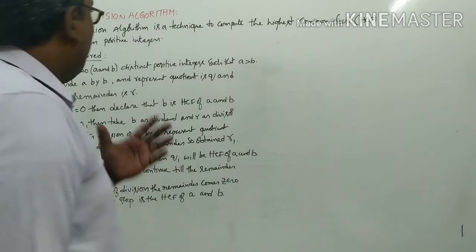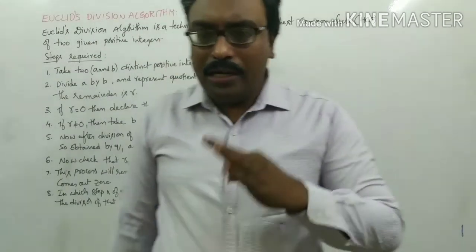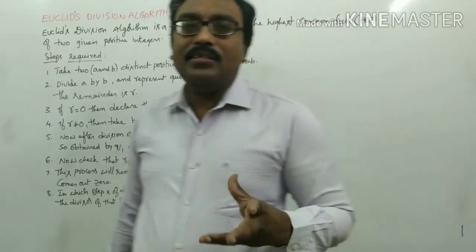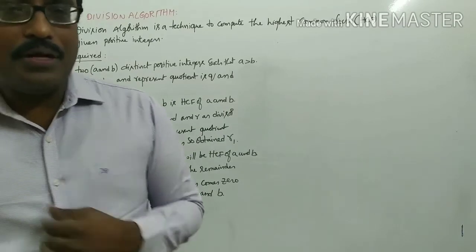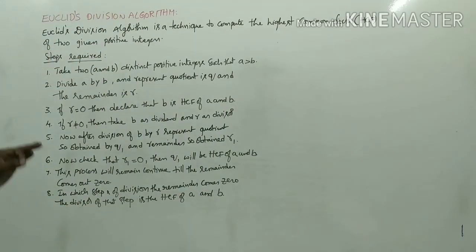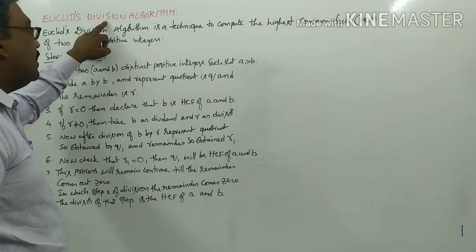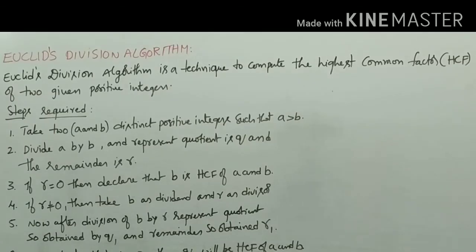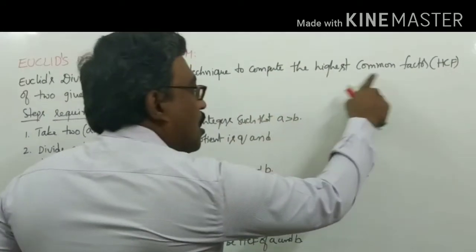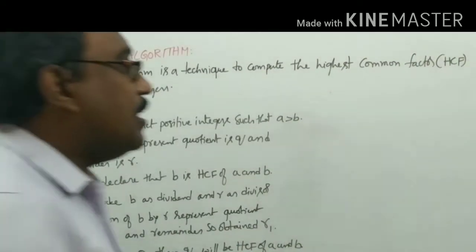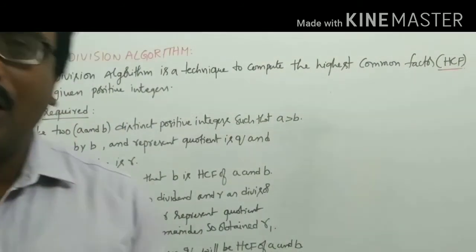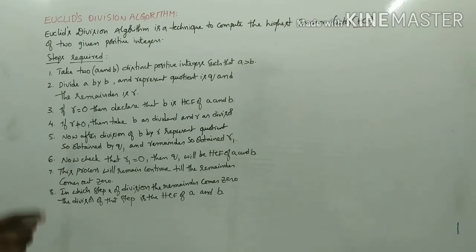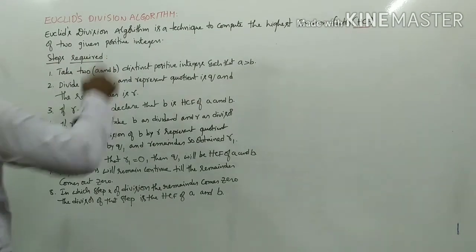Now, Euclid's division algorithm. We already discussed what an algorithm is: a series of steps, a step-by-step procedure to solve a problem. Euclid gave a division algorithm, which is a technique to compute the highest common factor, HCF. HCF or GCD, both we call the same. It finds the HCF of two given positive numbers.